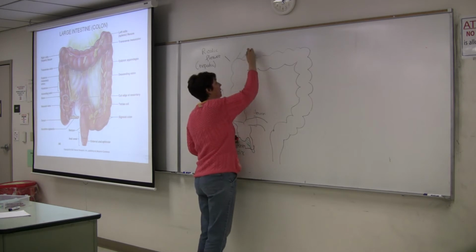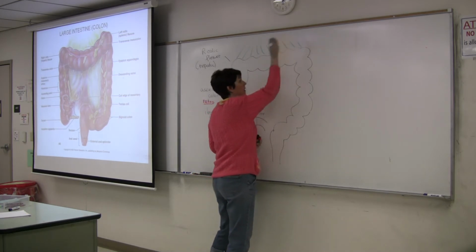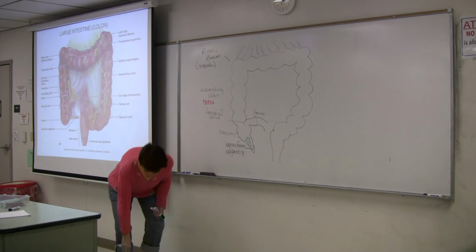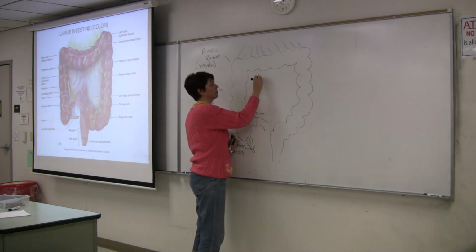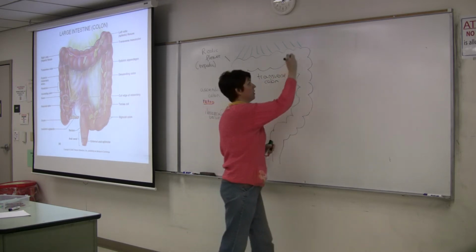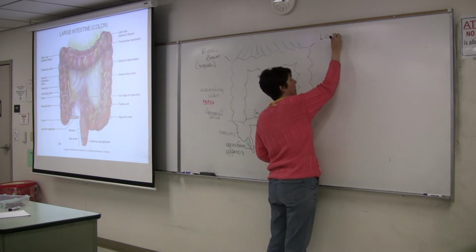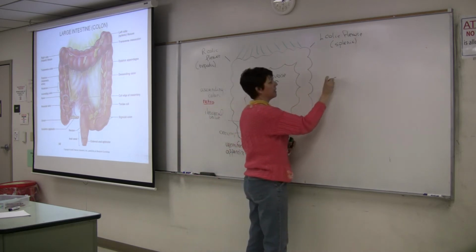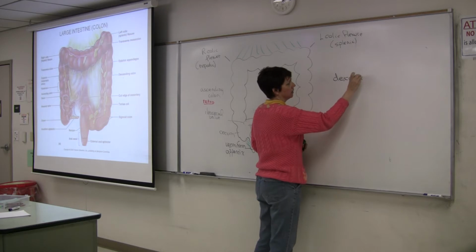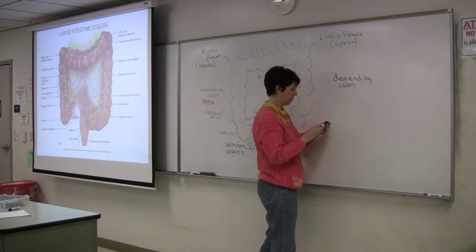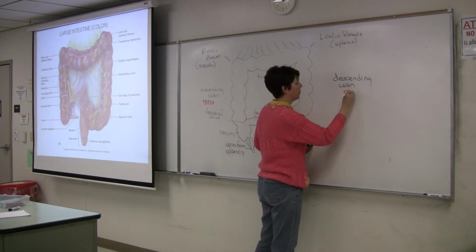And the transverse colon has the mesentery. Remember the transverse mesocolon? So the transverse colon is intraperitoneal. And we get to the left colic flexure, or splenic flexure. And we have the descending colon, which is again retro. Every other structure here is retroperitoneal.